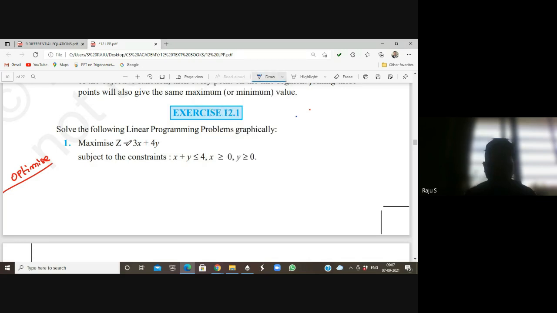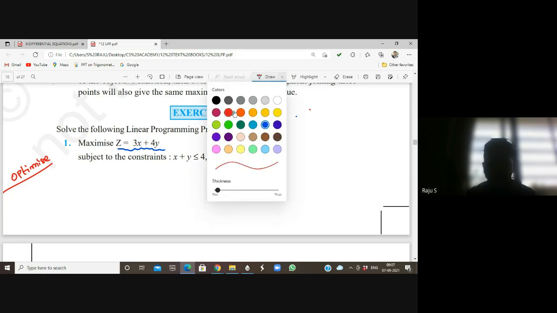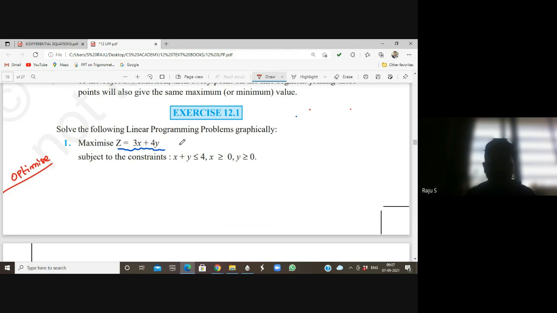See here, maximize z is equal to 3x plus 4y. So this z is equal to 3x plus 4y is called the objective function, right? It is called the objective. So optimize is nothing but either we can minimize or maximize. The first question they are asking about is to maximize the given objective function. This is called the objective function.